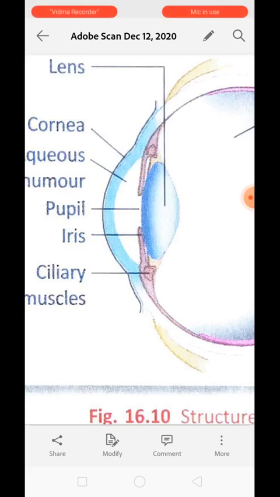The shape of the eye lens is biconvex, meaning it is convex from both sides. It means it is thicker in the center whereas it is thinner on the sides. This type of lens is known as a biconvex lens. Understood, class?